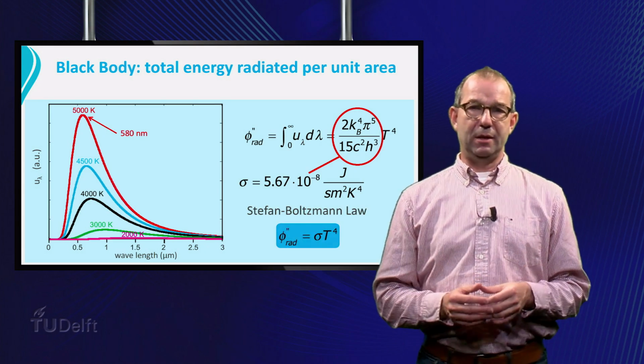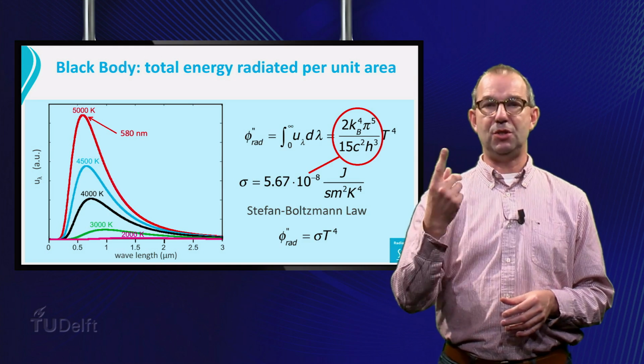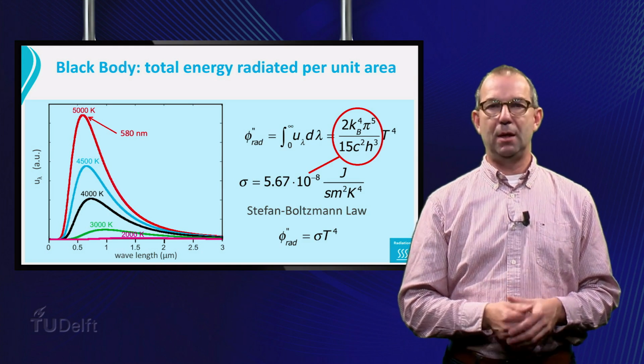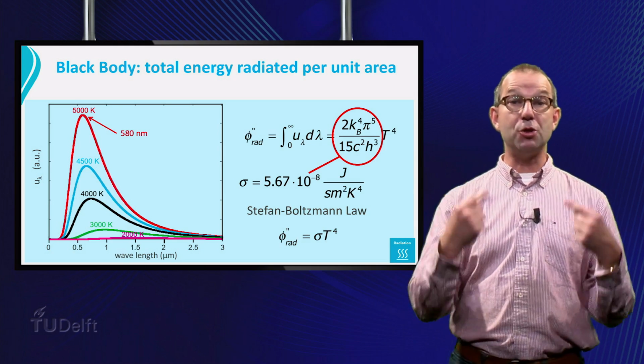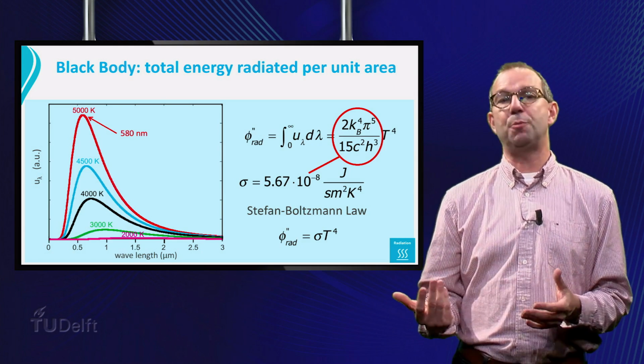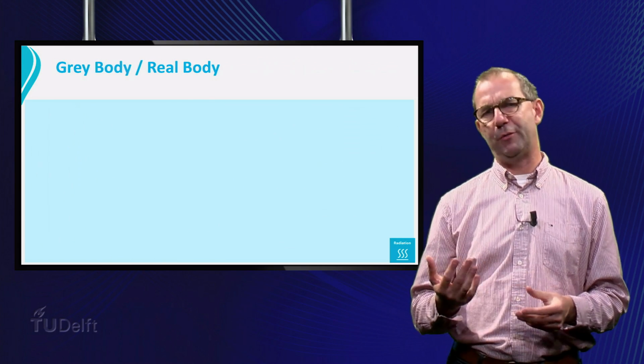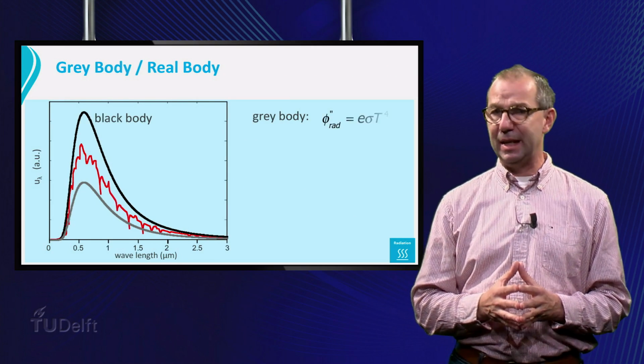The flux is thus written as sigma times T to the power 4. This is Stefan-Boltzmann's law for black body radiation, and this is our starting point for radiation in transport phenomena. However, black bodies do not really exist.